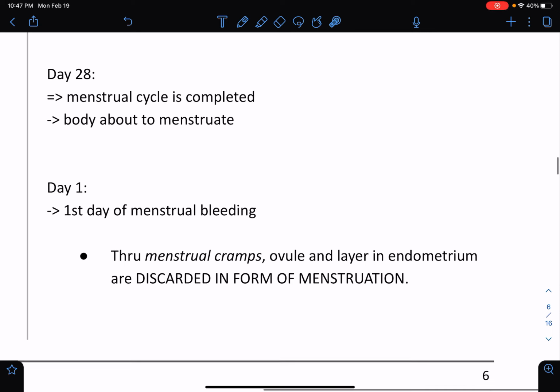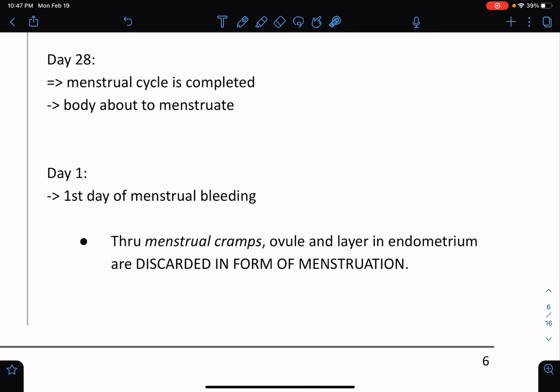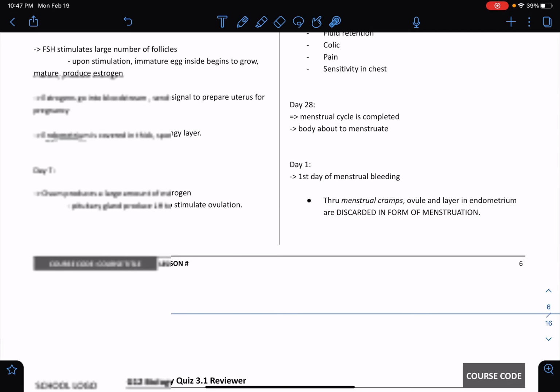So, for day 28, the menstrual cycle is completed and the body is about to menstruate, and we go back to day 1. Through menstrual cramps, the ovule and the layer in the endometrium are discarded in the form of menstruation. Makes sense. The ovule, the unfertilized egg, and a layer in the endometrium are shed. The shed layer and the ovule are removed from the body.